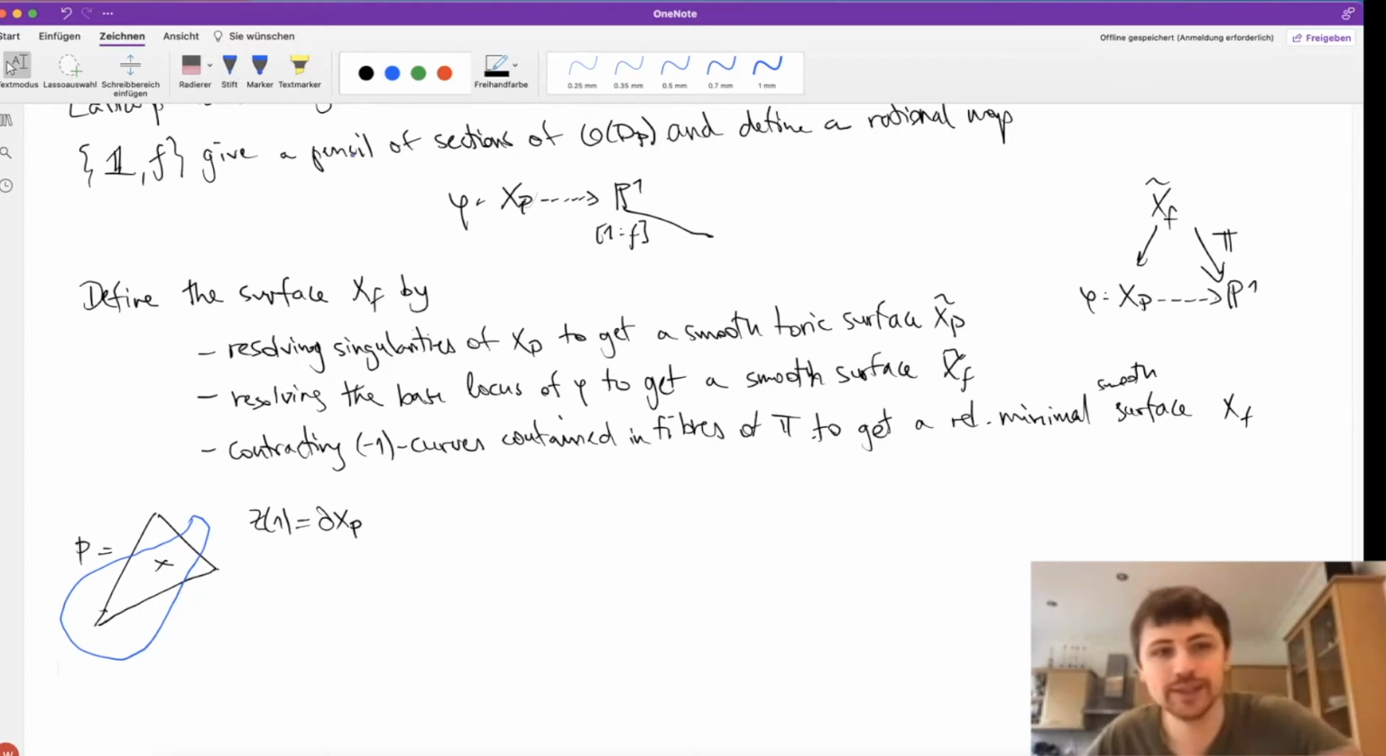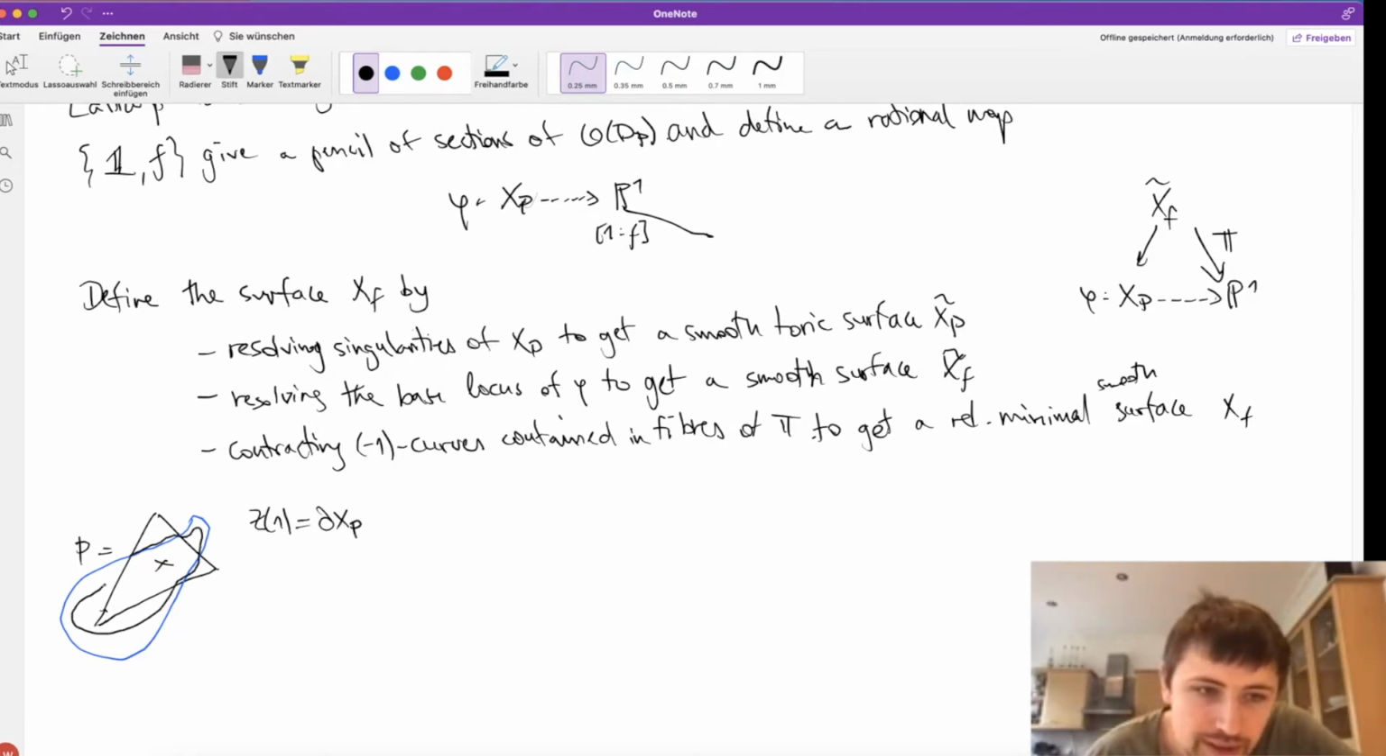And now this pencil just interpolates between these two curves. The members of the pencil are just curves in between these two. However, they all pass through the points where the toric boundary meets f, because these are exactly the base points of the pencil.